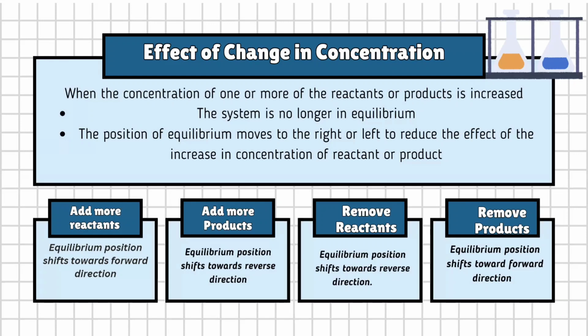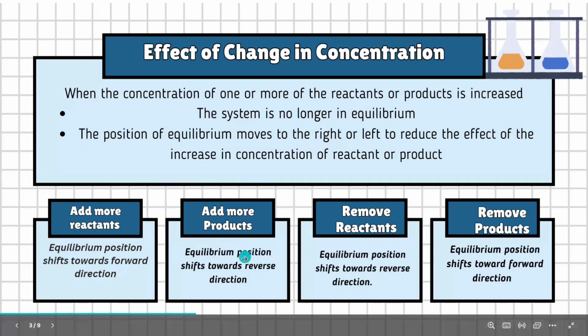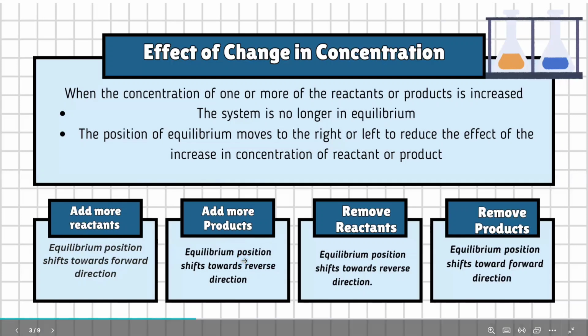So same thing happens to the system or the reaction mixture. When you add some reactants or the products, the system is disturbed and now the position of equilibrium moves toward the reactant or the product side to re-establish the equilibrium. So what happens when you add more reactants? When you add more reactants, then equilibrium position shifts toward forward direction. And when you add more products, obviously the product side concentration has been increased and it wants to re-establish the equilibrium. So therefore, the equilibrium position will shift toward reverse direction.